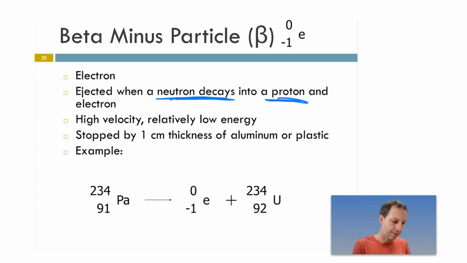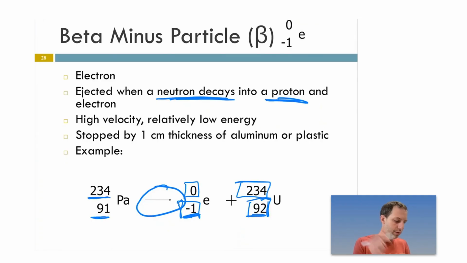Let's check again to see. Here's our arrow. We want the atomic numbers to add up to be the same as the other side of the arrow. Well, -1 plus 92 is 91, so that checks out. What about our mass numbers? 0 plus 234 does equal 234. And so, again, both sides of the equation add up.